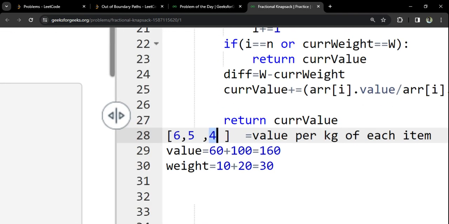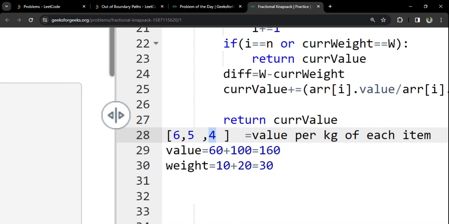Try to understand this fact here. Per kg value is this. I will take 20. So what is the value I'm going to add? Can you quickly tell me? See, I'm going to take 20 now. Of this 20, per kg is going to contribute a value of 4. So how much am I going to contribute? It is going to be 20 into 4, which is going to be 80. So what is the final value?